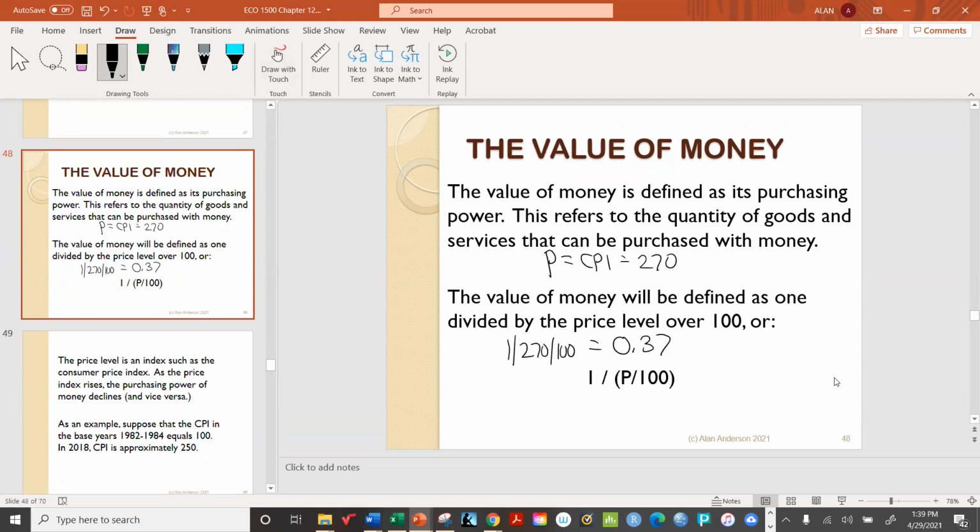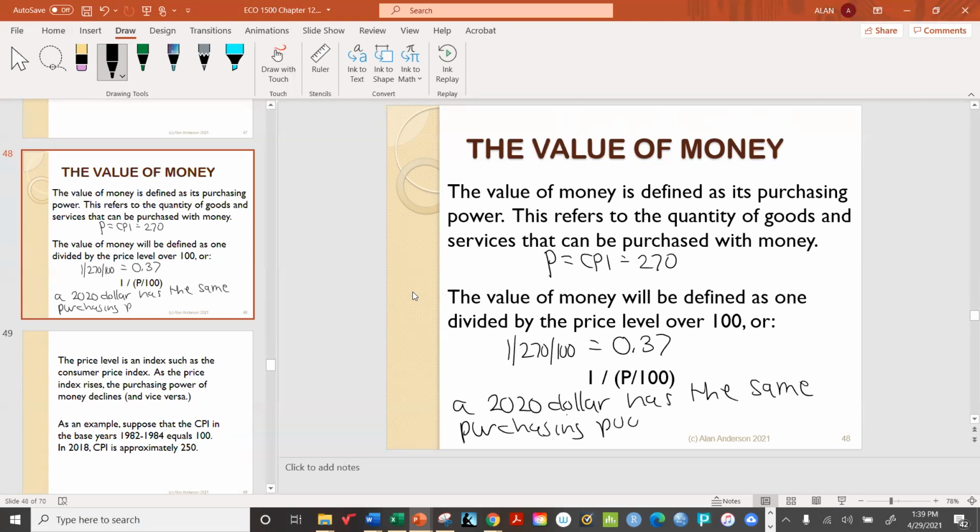So that basically means that a $2020 has the same purchasing power as 37 cents in the base year.